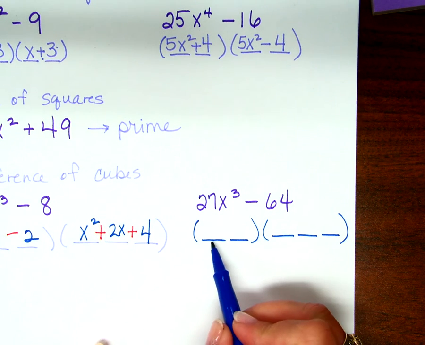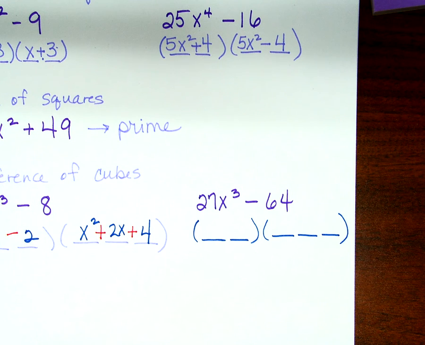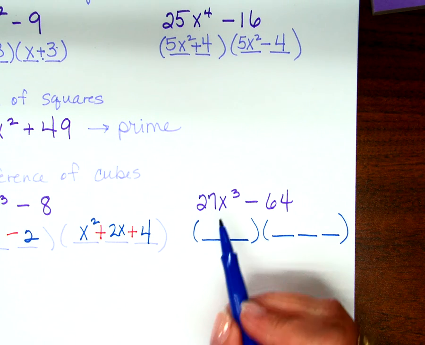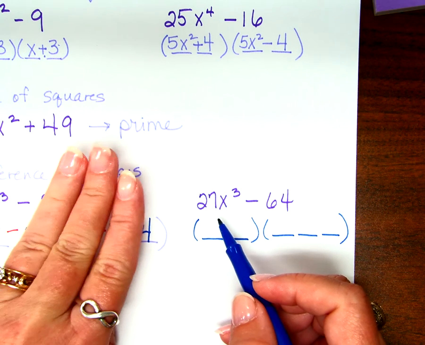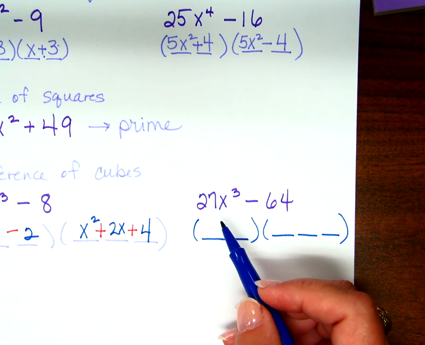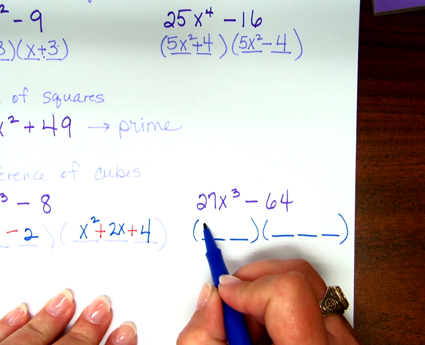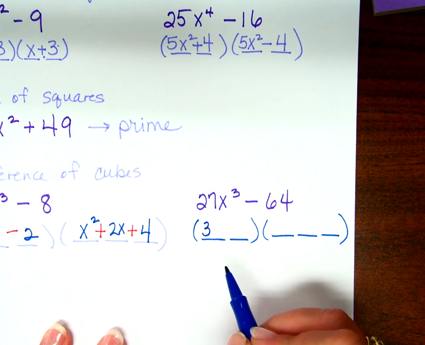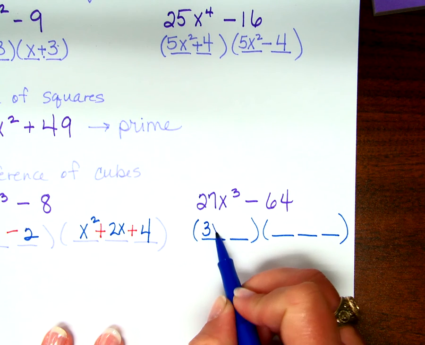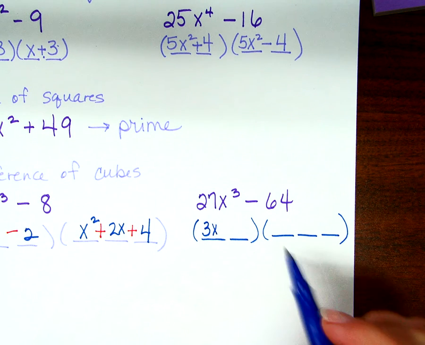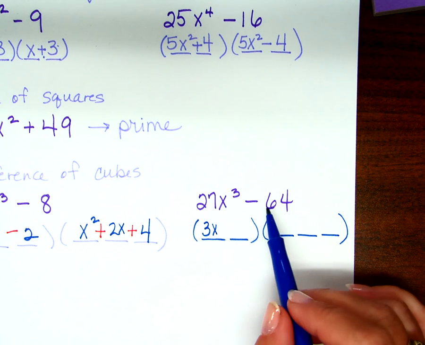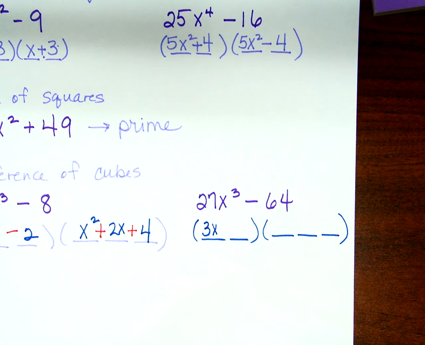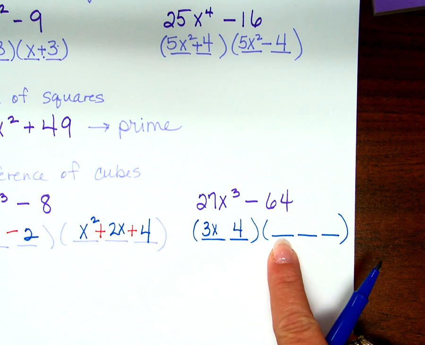So what goes in the first term of the binomial? What is the cube root of 27? What times itself is 27? 3. So in the first term of the binomial goes 3x. Perfect. What goes in the second term of the binomial? What times itself is 64? Yeah, 4. Okay. Go to the trinomial.